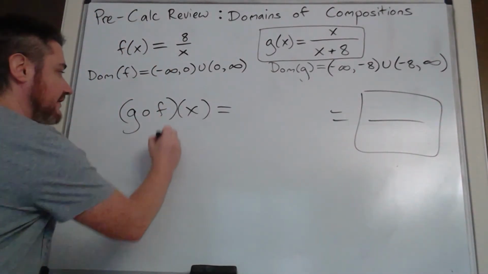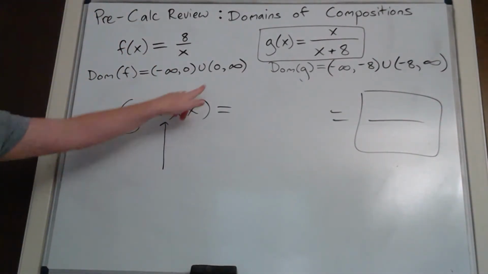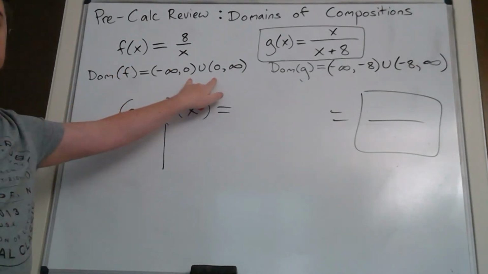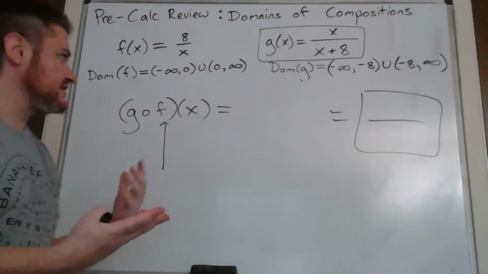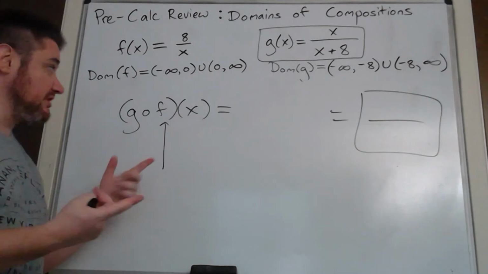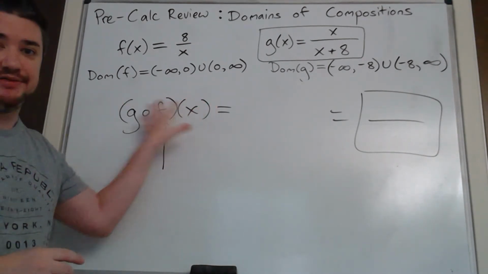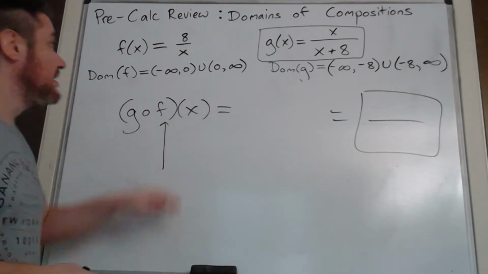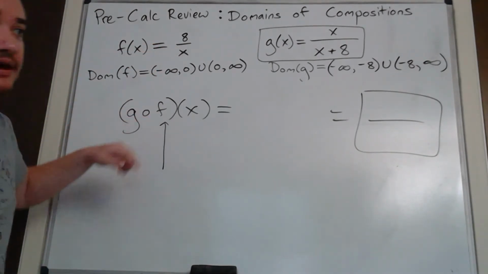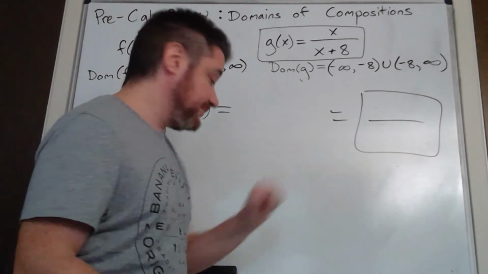But who's my inside function here? F, right? What number is no good for F? 0. And so before you even start this process, we should, at this point in this discussion, realize that 0 is out of this domain, right? The domain of this composition can't contain 0 because it's problematic for our inside function. Then you still need to look at the final rule, okay?